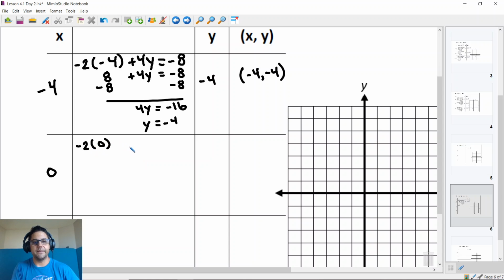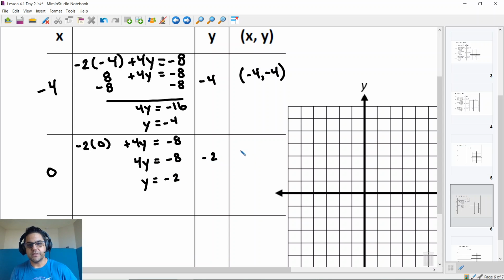All right, so -2 times 0 plus 4y. Oh, wait a minute. We remember -2 times 0 just disappears because it's 0. So 4y is equal to -8. So what is y? Well, 4 times 2 is 8, so it's got to be -2 because 4 times -2 is -8. All right, do you see the pattern? Maybe you do. All right, last one.